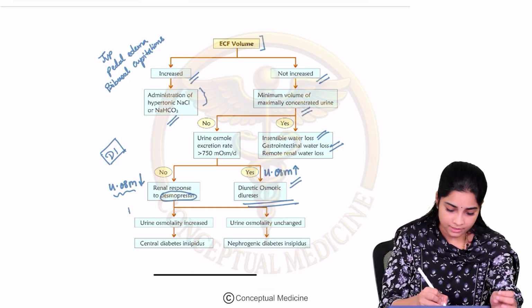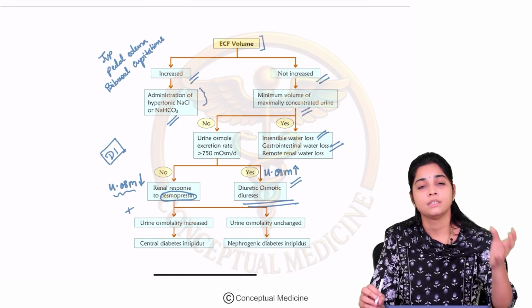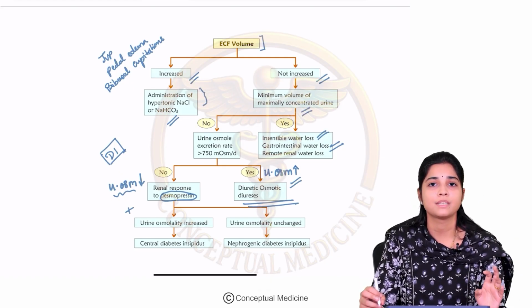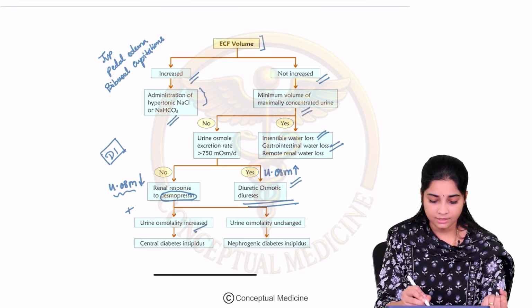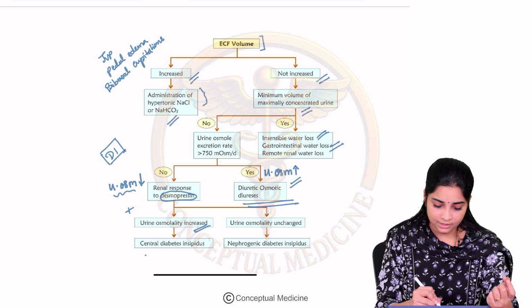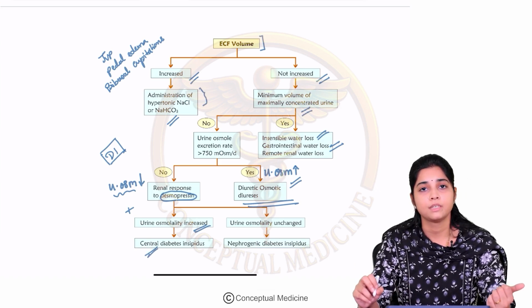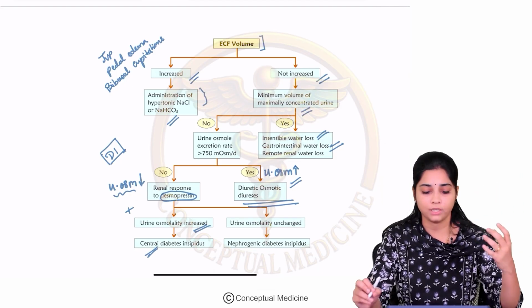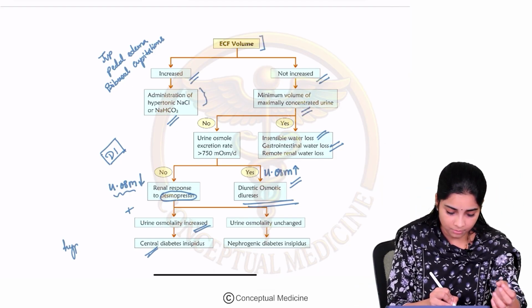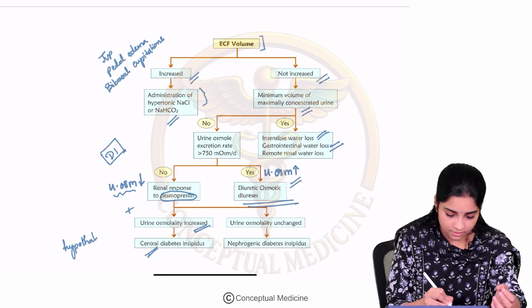Now, once you have diagnosed that this is diabetes insipidus, then you see your response to desmopressin. Okay, if there is a response, desmopressin is what? Desmopressin basically helps in concentrating the urine, right? So then the urine osmolality increases with desmopressin. Then this is a central diabetes insipidus. Central diabetes insipidus means what? There is a problem at the hypothalamus or at the pituitary.